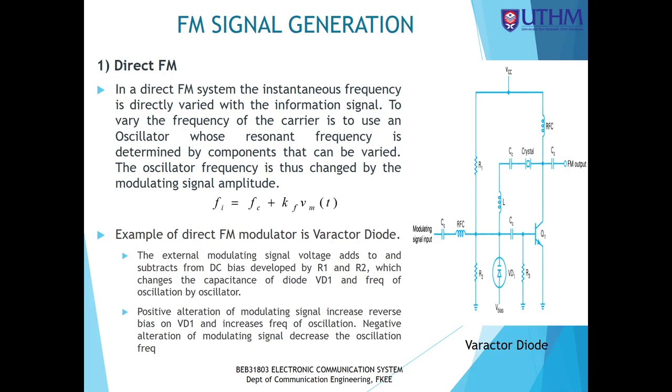The next topic is about FM signal generation. So how do we generate the FM signal? FM signal generation happens at the transmitter. The FM signal generator, we can say, is a modulator. The block diagram in the transmitter that produces the FM signal is the modulator. So proses ini berlaku dalam modulator.